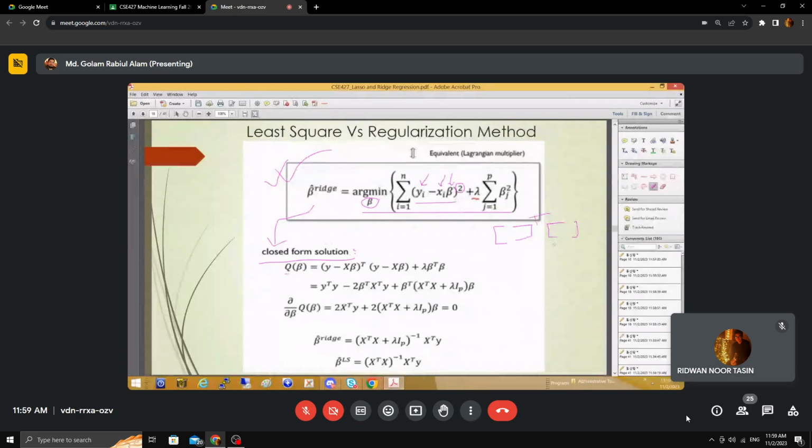The same thing for finding the closed form: we will get y minus xb, and y minus xb again. That is the square, but these are matrices, so we will take the transpose of it. Here is y minus xb transpose, and y minus xb. Wherever there is a square, usually in the closed form solution we do it this way. And here is the lambda, and this is our beta square, that means beta transpose beta.